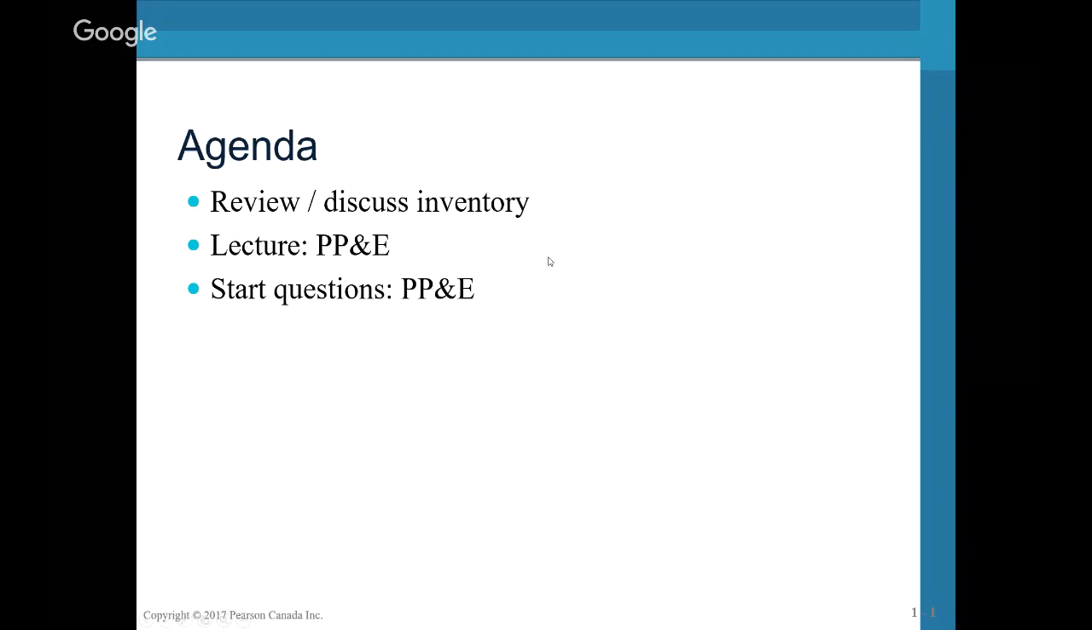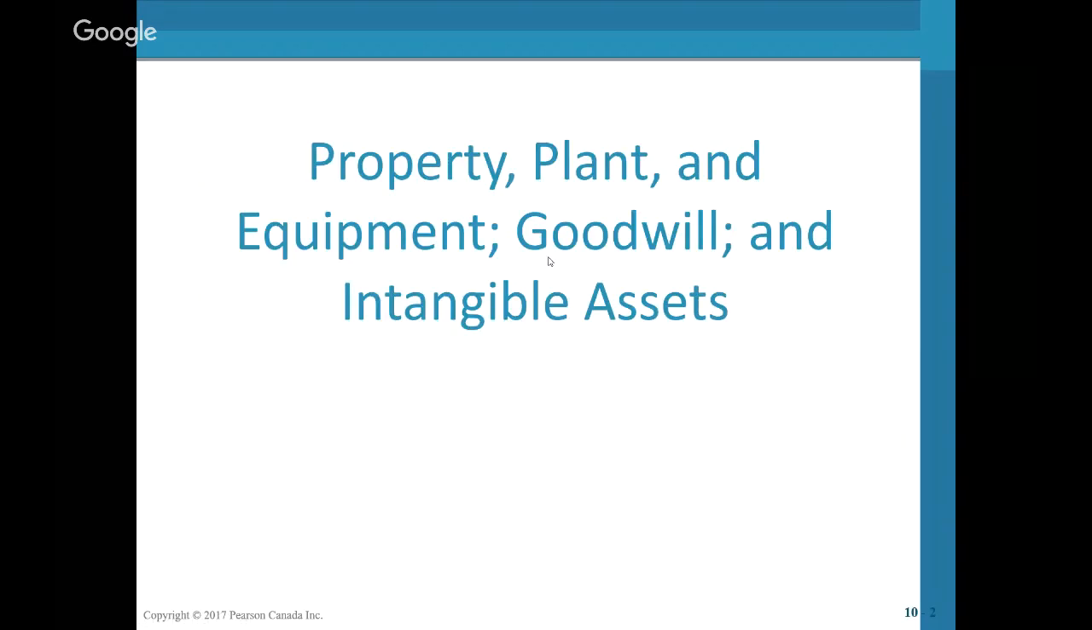So in this chapter, we're looking at property, plant, and equipment, goodwill, as well as intangible assets. The emphasis in this chapter, though, is on the assets you can touch, the tangible assets.